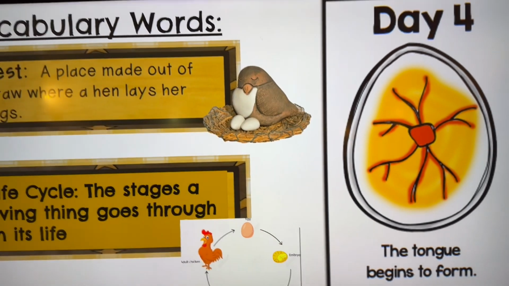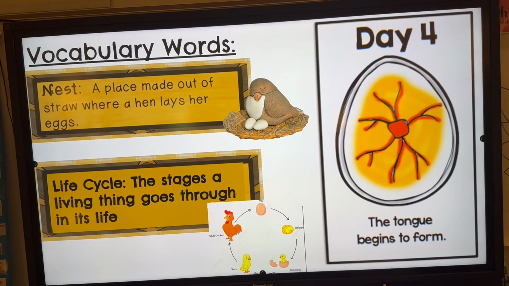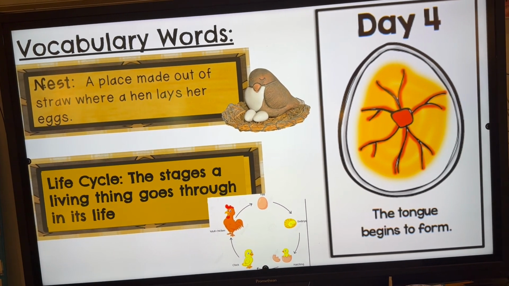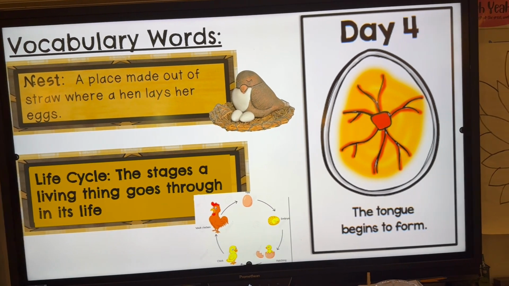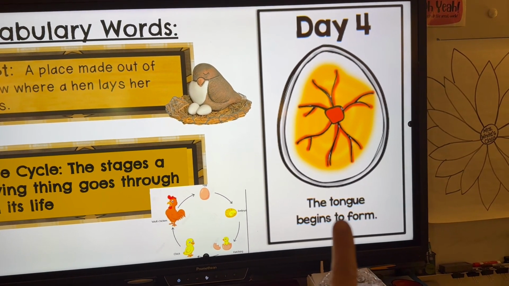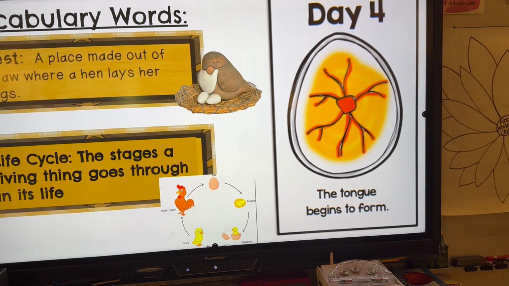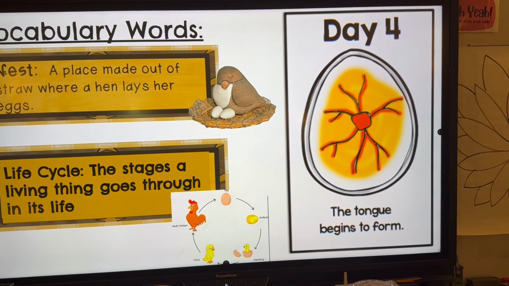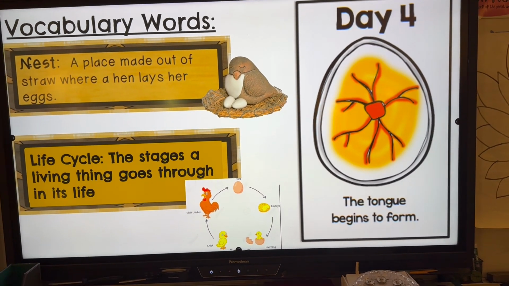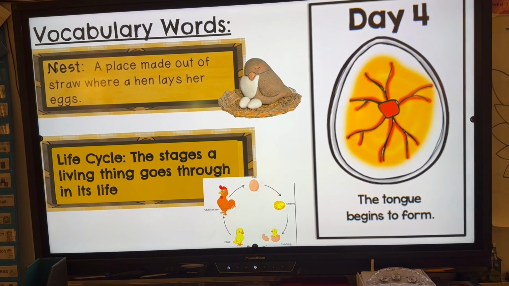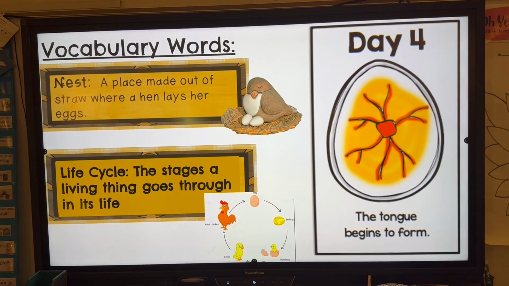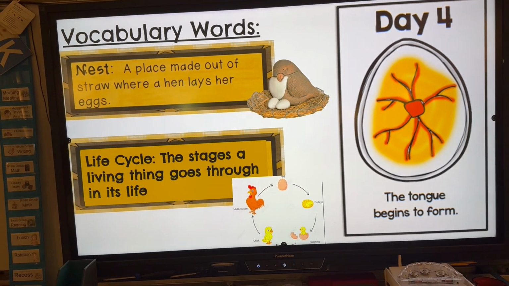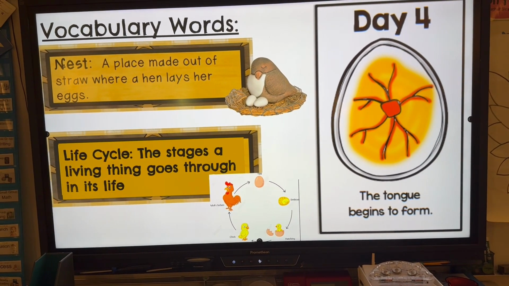And then for today, on day 4, we have 2 new vocabulary words: nest and life cycle. And then something very wet and strange is starting to form today on the embryo. We have the tongue beginning to form. So our writing today is going to talk about what would it feel like if you were the chick inside the egg and all of a sudden this wet thing appeared in your mouth. What do you think you would do with it? What do you think you would be thinking about it? So that's what our writing is going to be about today.